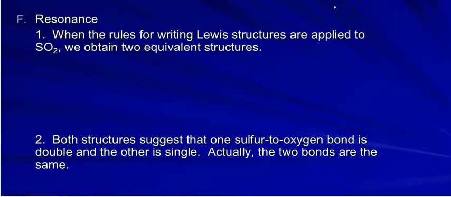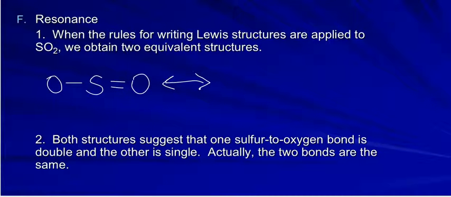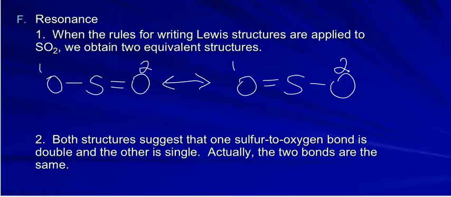When you draw the Lewis structure for SO2, you obtain 2 equivalent structures. It looks as if one bond is a single bond and the other is a double bond. Actually, the 2 bonds are the same. If we call this oxygen 1 and oxygen 2, you will see how it looks as if the double bond is switching between oxygen 1 and oxygen 2.